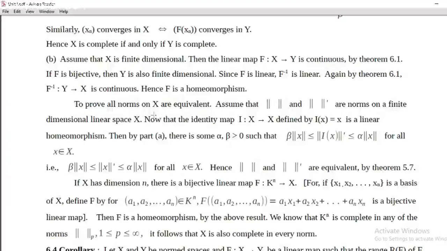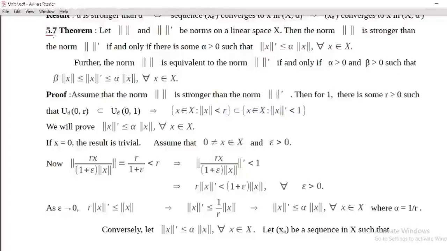Next, to prove all norms on X are equivalent. For this, assume that X has two norms, norm and norm prime, where X is a finite dimensional normed space. Are norm and norm prime equivalent or not? To prove they are equivalent, by theorem 5.7, norm is equivalent to norm prime if and only if there exist alpha and beta greater than 0 such that beta times norm x is less than or equal to norm prime of x, which is less than or equal to alpha times norm x, for every x belonging to X.